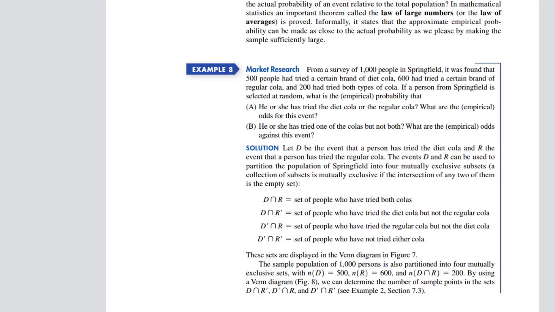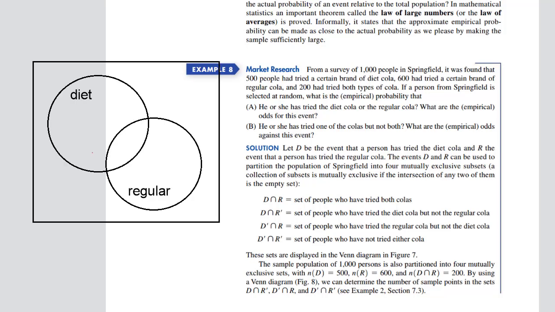Looking at example 8, let's translate that to a Venn diagram. In a Venn diagram, the rectangle represents the entire sample space. So here, the rectangle represents a sample space of 1,000 people. And we're going to draw one person randomly from that 1,000. The circles represent the diet cola drinkers and the regular cola drinkers. In this problem, there's an overlap, meaning an intersection, because some of these 1,000 people drink both diet and regular cola.